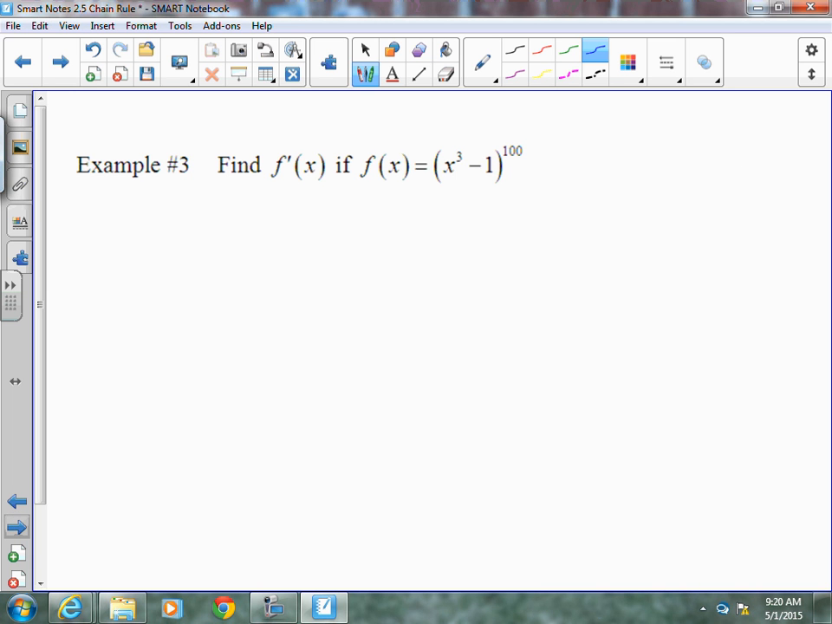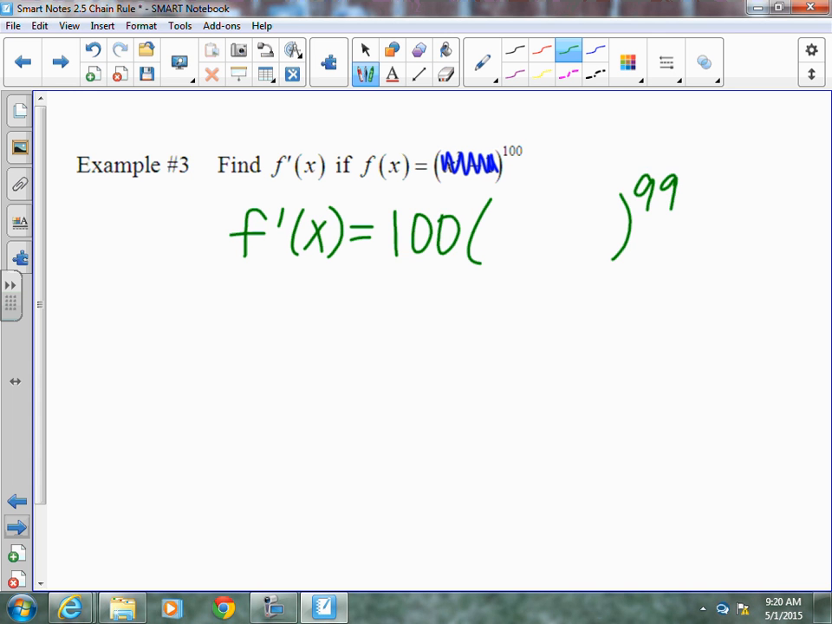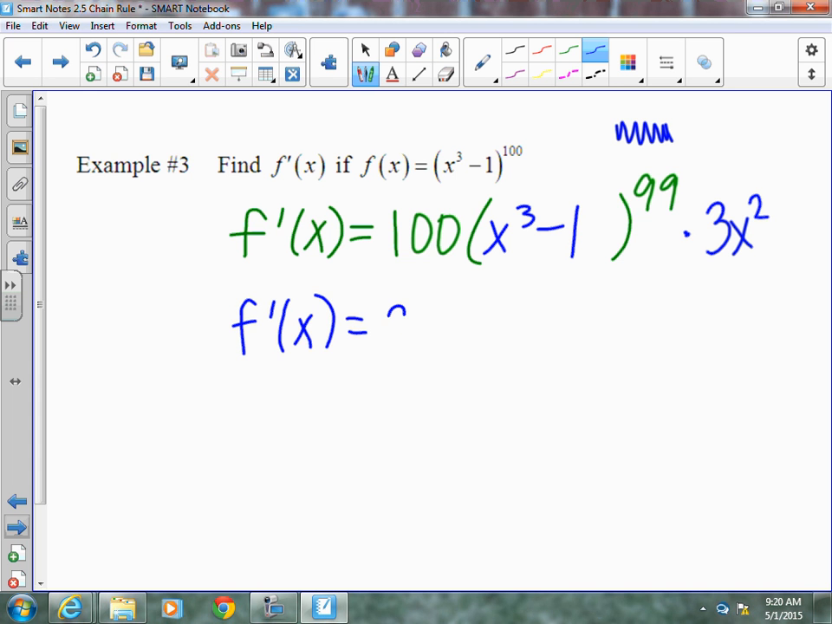The next one, nothing really to rewrite, but I'm going to scribble over my inner function. I'm going to ask you, how do we derive something to the 100th power? Well, our power comes out front, and we have that same thing to the 99. Well, what was our inner function? It was x cubed minus 1. And we need to multiply by its derivative, which would be 3x squared plus 0. So we end up with f prime of x being 300x squared, x cubed minus 1 to the 99.